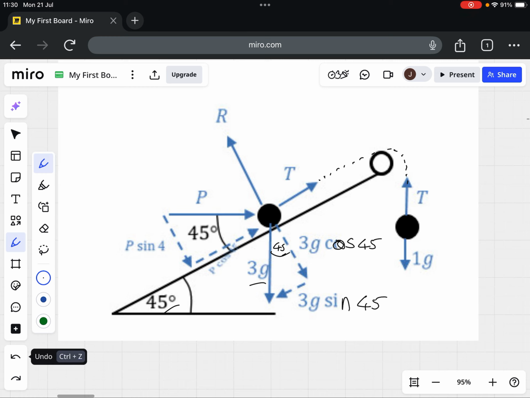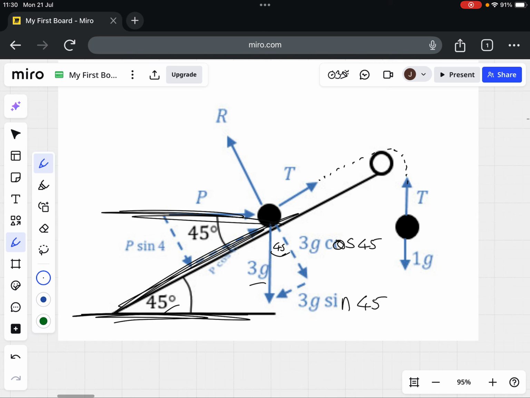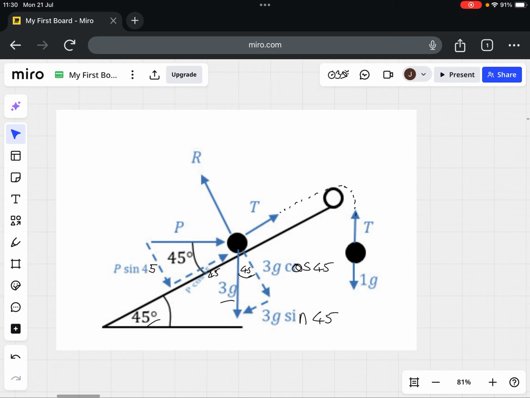Why is it 45? Well, the reason why is it's a Z angle, isn't it? So this 45 at the top matches the one underneath. And then if it's opposite the angle, that's a sine 45. And this one here is a cos 45. Okay, so that's how we could make our diagram for this section here.